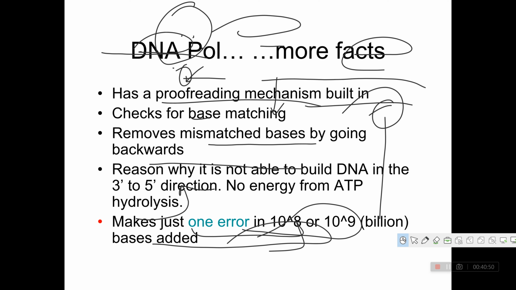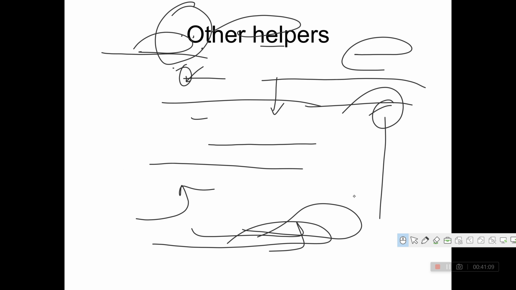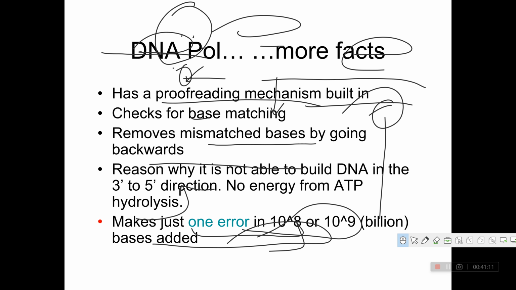DNA pol has a proofreading machine built in, which checks for base mismatches. This is the function of DNA pol: remove mismatching bases by going backward. The reason it is not able to build DNA in the 3' to 5' direction is that there is no energy from ATP hydrolysis. Remember one thing, in replication energy is not required. It makes just one error in 10 to the power 8 or 10 to the power 9 bases added. Okay.